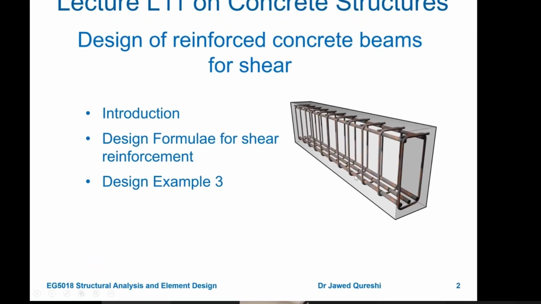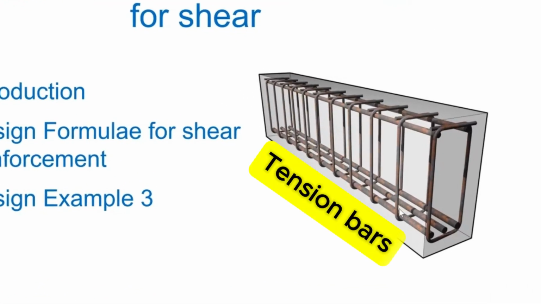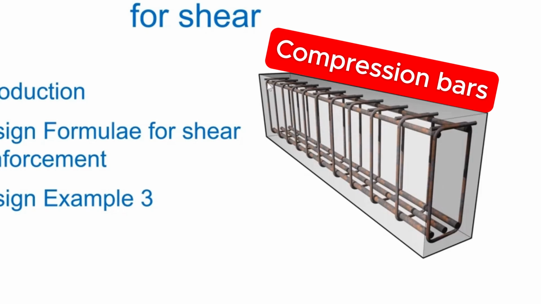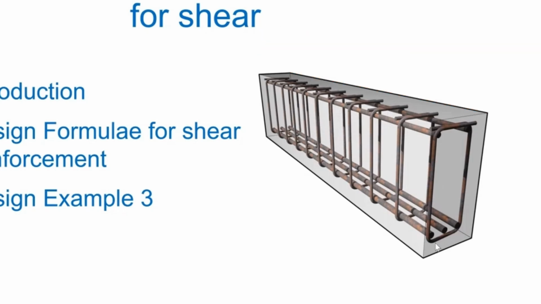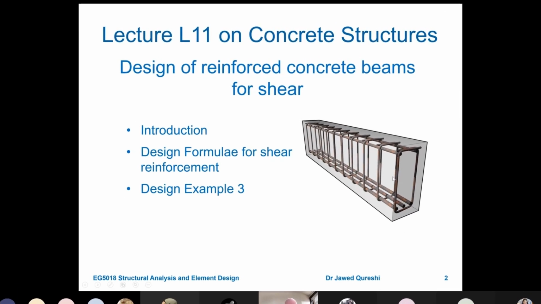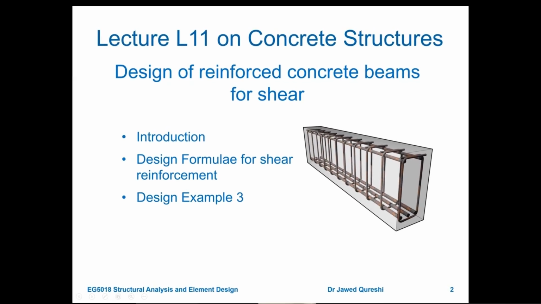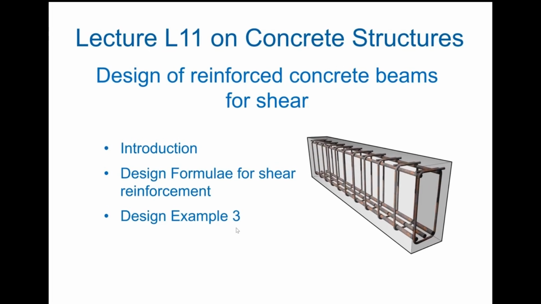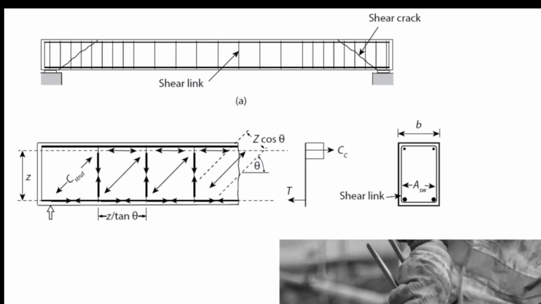At the bottom, these 3 bars are tension reinforcement or main reinforcement. At the top, you can see compression reinforcement, or sometimes we call them hanger bars if they are not required. And then again, you can see you have concrete cover to this beam. Our main purpose today is to design these stirrups or shear links. We already designed the tensile reinforcement and the compressive reinforcement. Now, how do we design shear reinforcement?